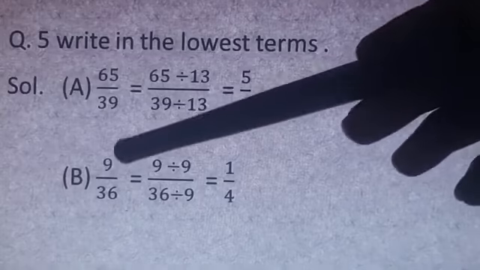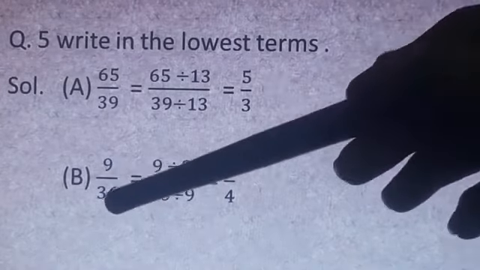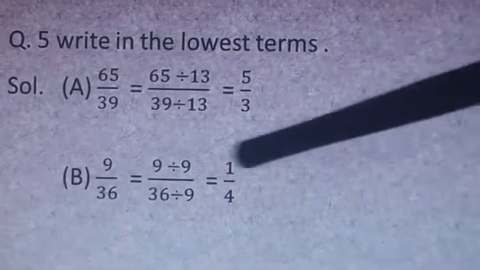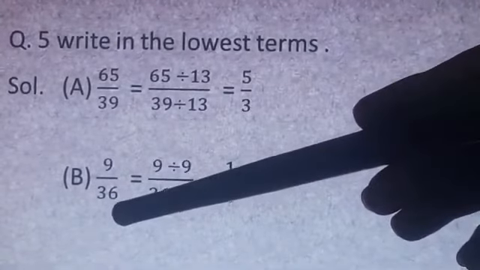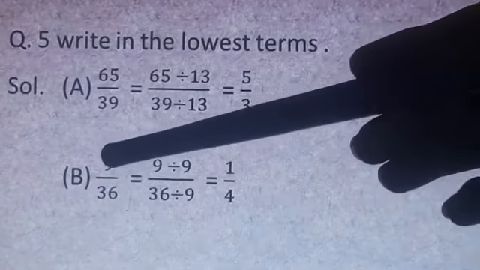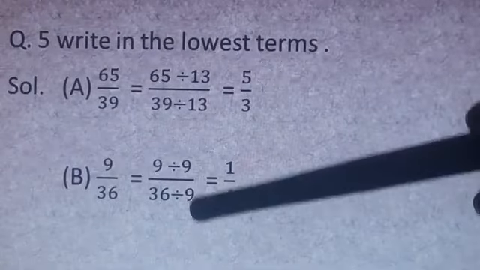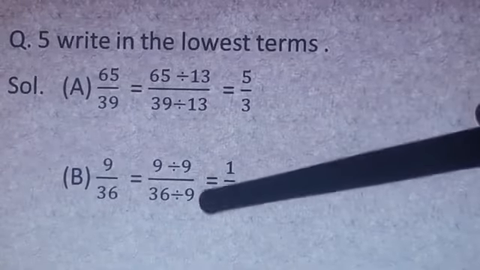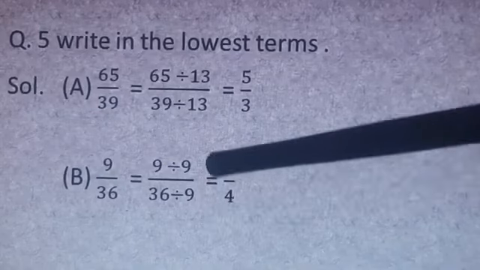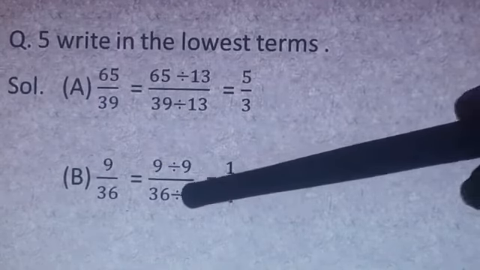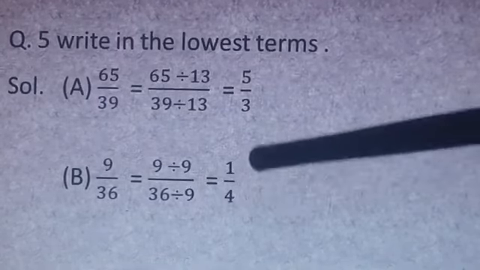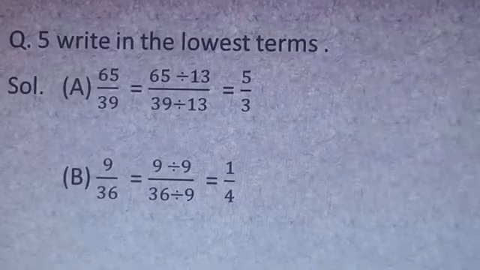Understood? Next is B part, 9 upon 36. You know that 9 ones are 9, 9 fours are 36. If you want, you can do cutting here, 1s are, 4s are, or you can show division in this way: 9 divided by 9 and 36 divided by 9. So 9 divided by 9 is 1, 36 divided by 9 is 4. So our fraction is 1 upon 4.